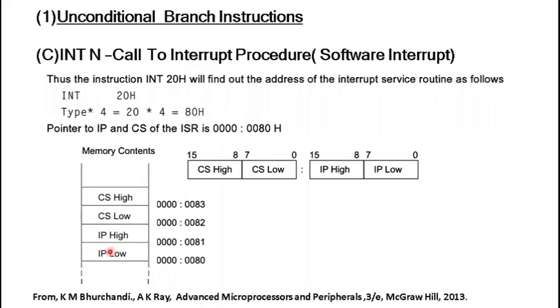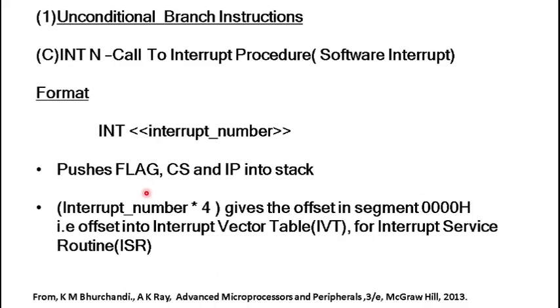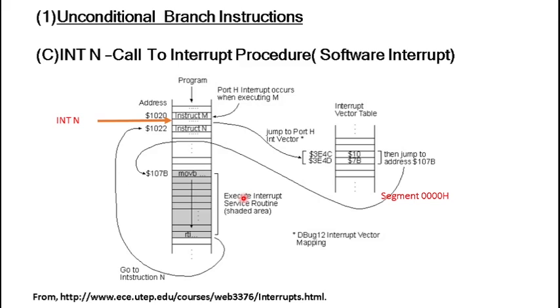The IP's lower byte will be at offset 80, then you will have the higher byte of IP at 81, then the CS lower byte will be located at 82, and the CS higher byte at 83. So if you take all these values and load them into IP and CS, then you are ready to run the ISR. So that is the use of int n. Int n will help you to go into a particular ISR corresponding to the interrupt vector number.